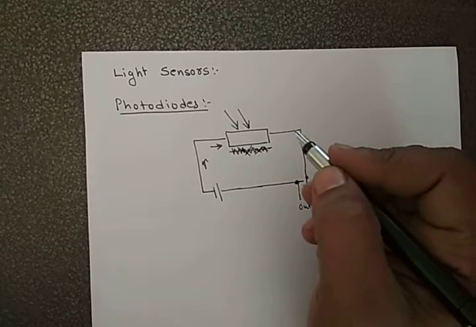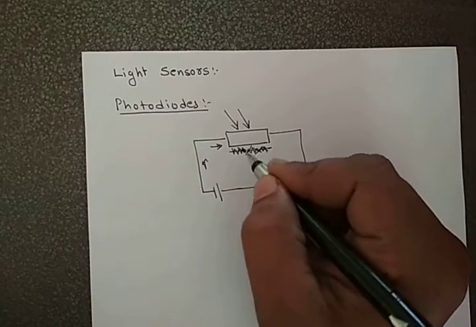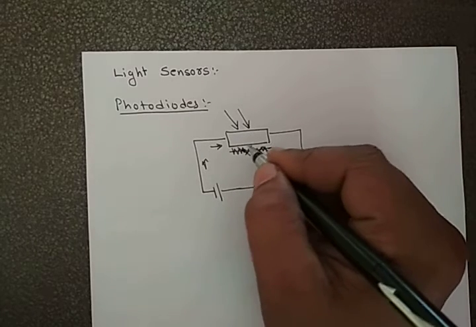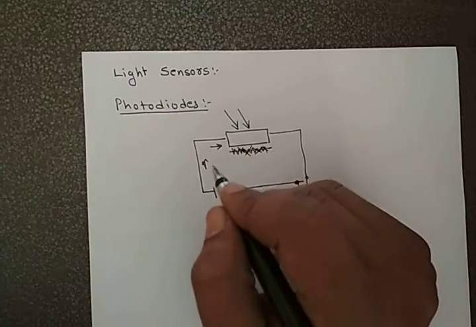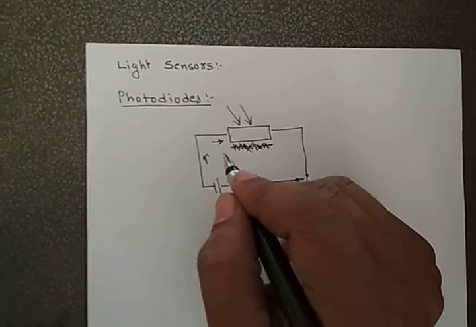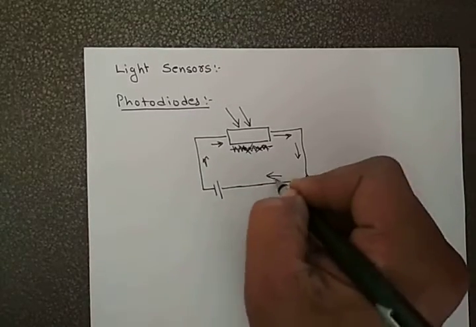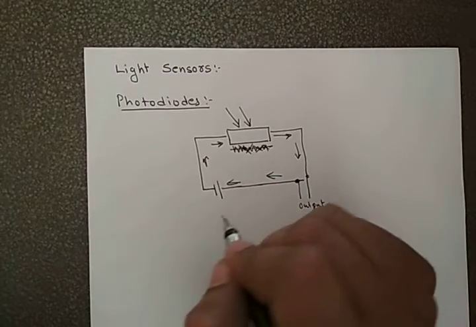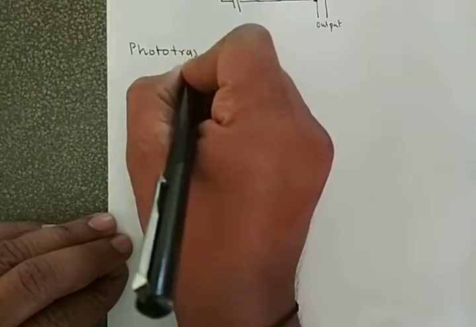If the intensity of light is very low, it will reduce only a very small resistance. If the intensity of light is very high, it will reduce all the resistance and current will flow from this circuit. Okay, now we'll see the next one, that is phototransistors.